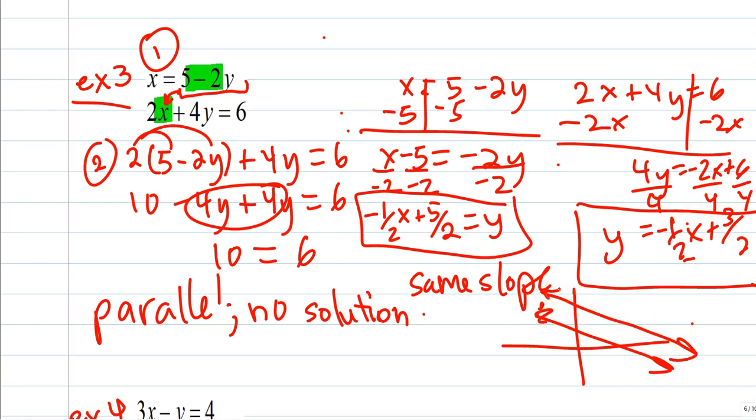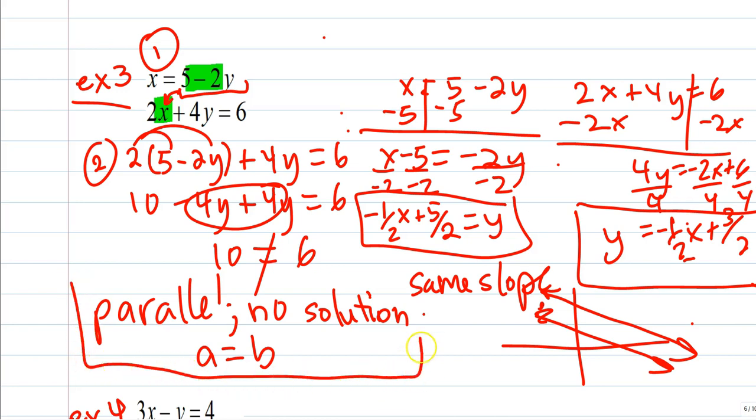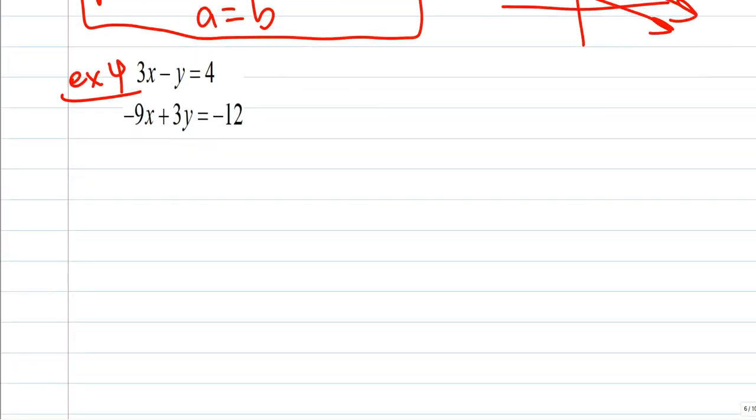Right? What does this look like algebraically? 10 equals 6. They're not equal. When I get two things that are not equal, like a equals b, 10 equals 6, 0 equals 4, our solution will be that the lines are parallel, or that there is no solution, no point in common. Alright. Next.